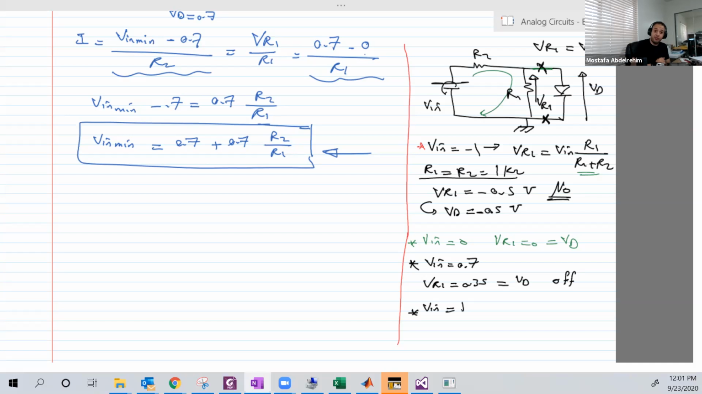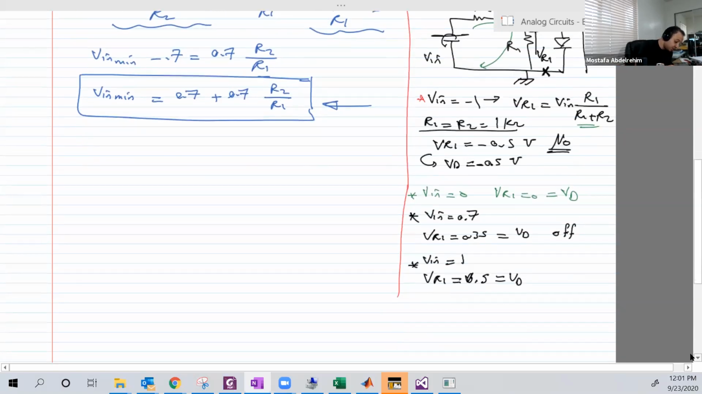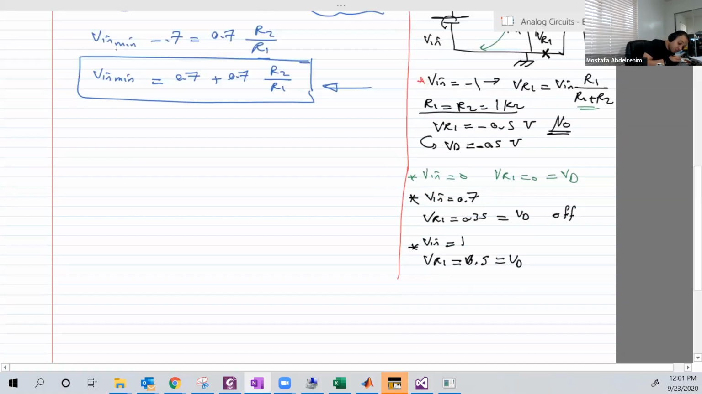It will be off. And again, with voltage divider, VR1 is equal to half a volt. It's still less than 0.7. So again, this is equal to VD, less than 0.7, is still off. Okay, let's continue. Let's go up. So with 1, it's not conducting still.